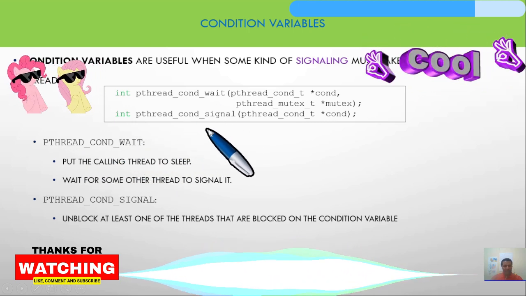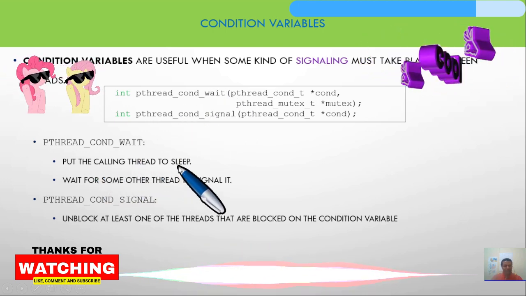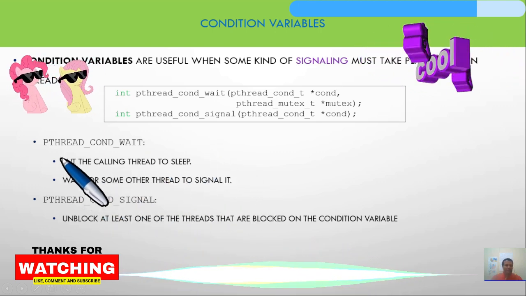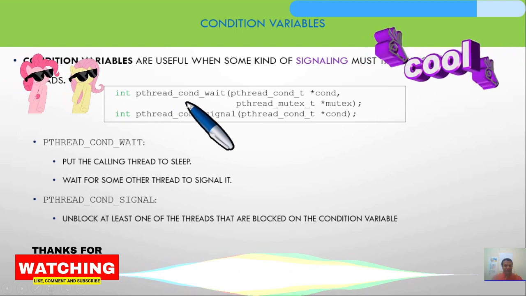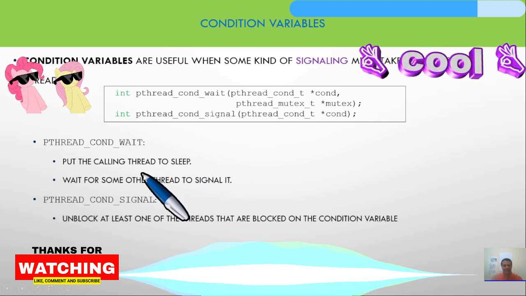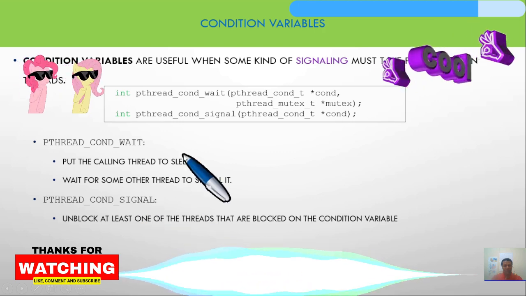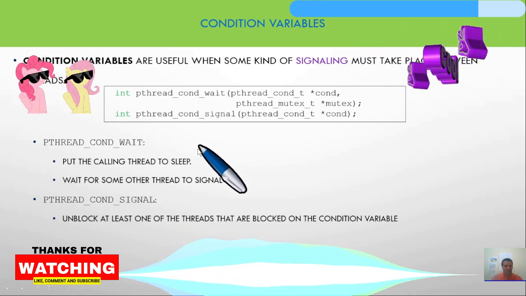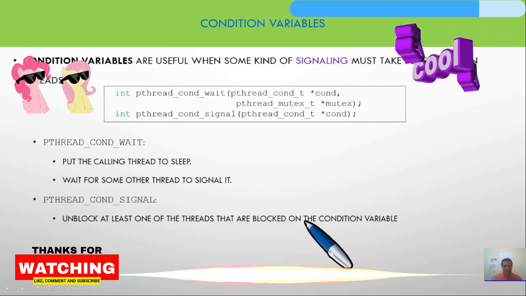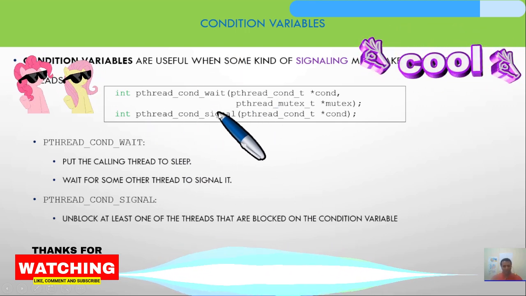pthread_cond_wait puts the calling thread to sleep and waits for some other thread to signal it. But pthread_cond_signal unblocks at least one of the threads that are blocked on the condition variable. So these are also two concepts you don't want to miss.